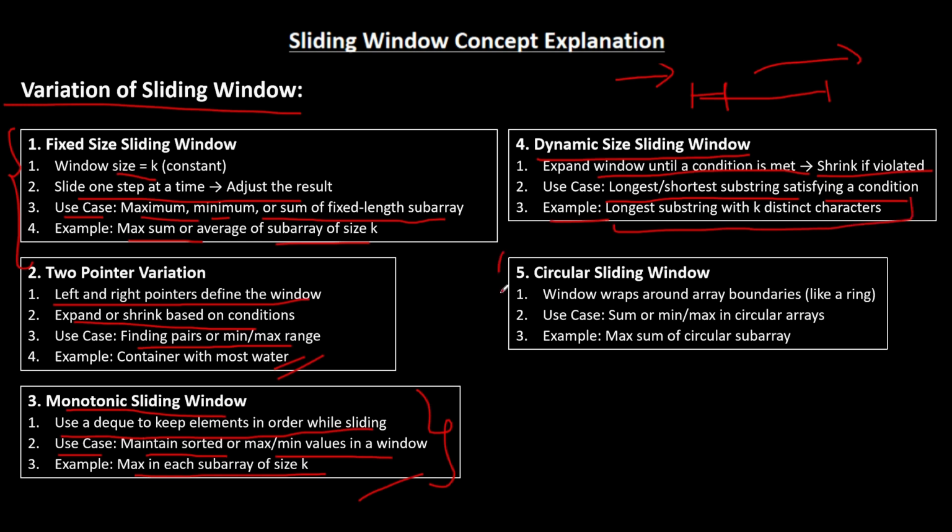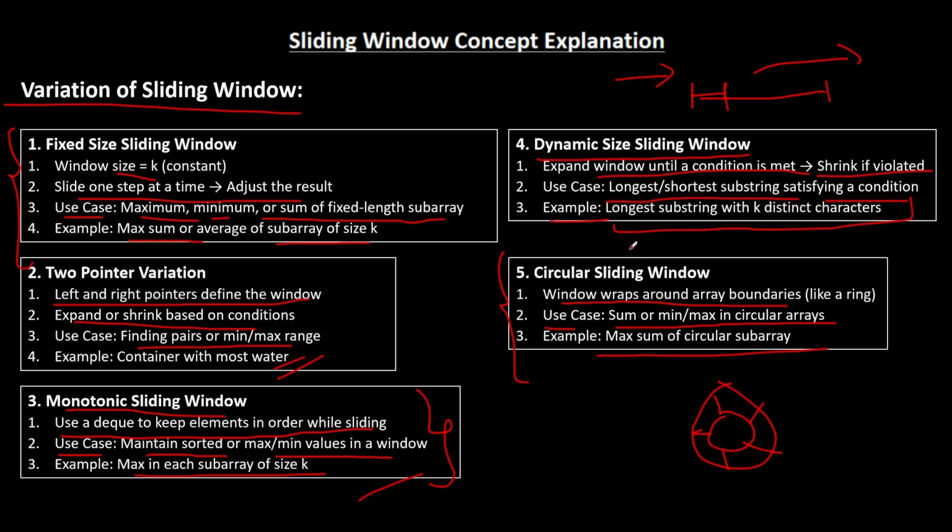Now the fifth variation will be the circular sliding window. The window wraps around the array boundaries like a ring. The array becomes a ring. The use case would be sum or minimum, maximum in circular arrays, and maximum sum of a circular subarray. So these are some of the most commonly used variations of the sliding window technique that I have defined here. I hope you get a gist of sliding windows, their use cases, and examples of the problems I have mentioned here. If it is good to you, please go and look at these examples and you can understand how these sliding window techniques are being used.